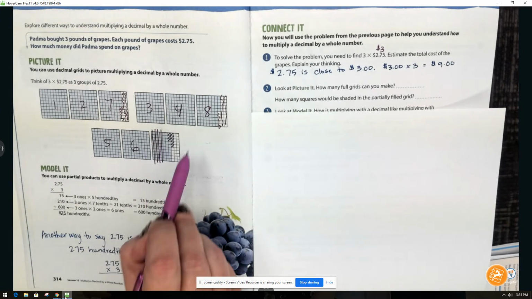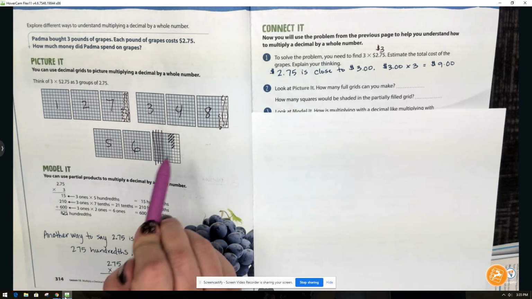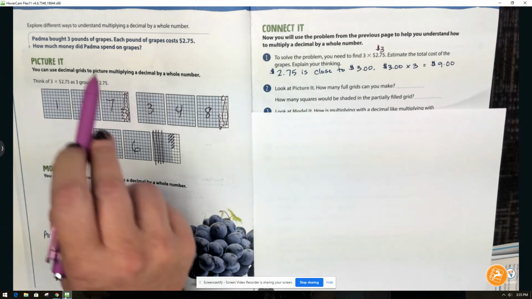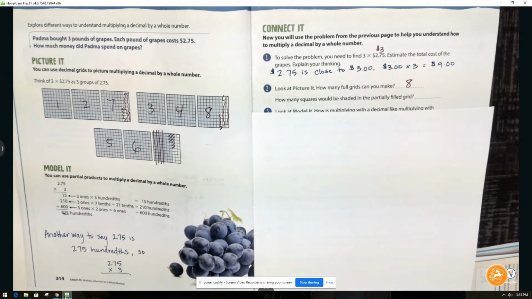Now, is there a way for me to fill this grid and make it full? No, we've been using it actually to take away, so there's not much that's left in this grid. So we had enough to make 8 full decimal grids.